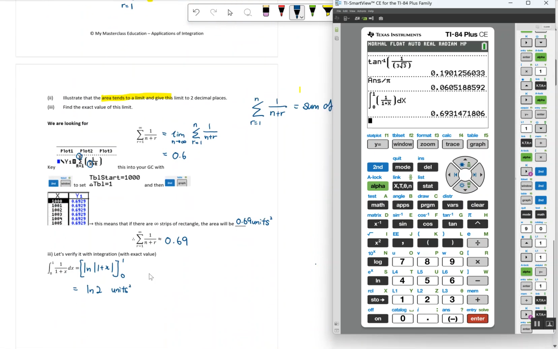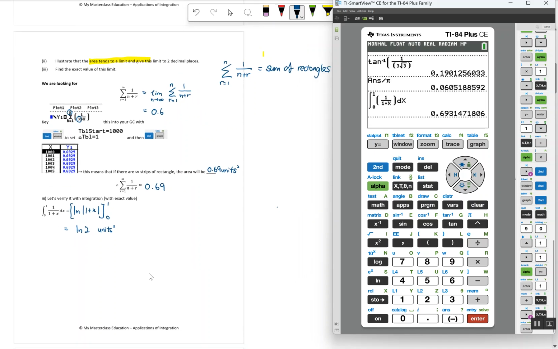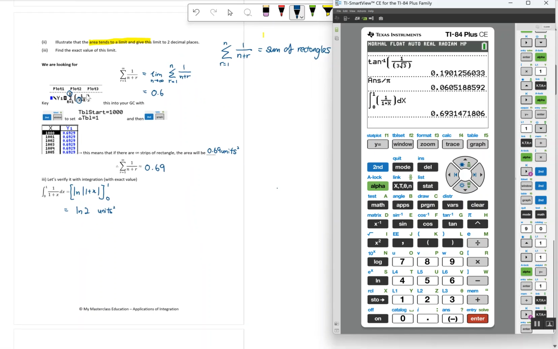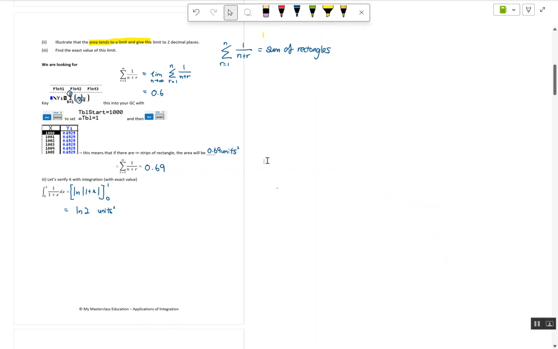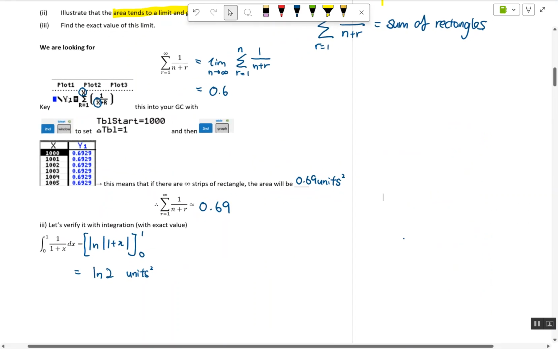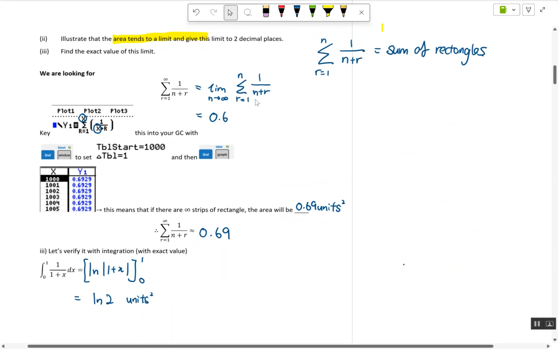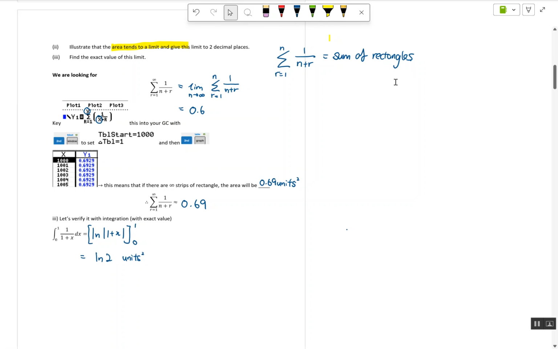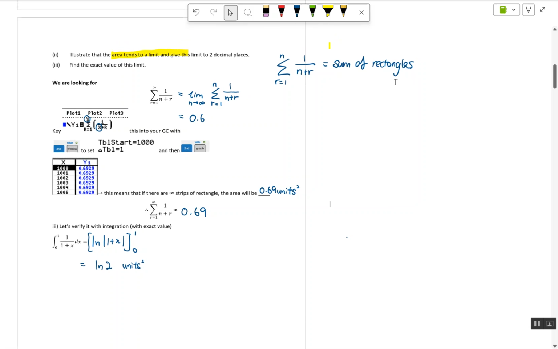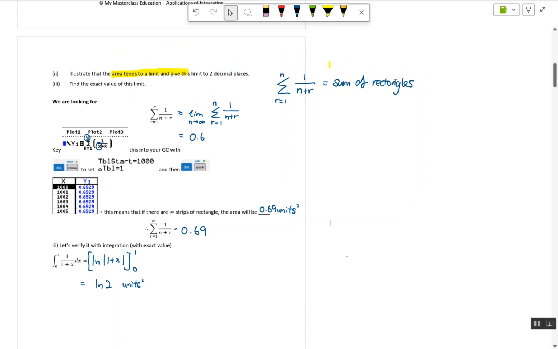When the question asks for a limit or asks for the convergence, all you need to do is put this into your calculator and then change the table start to 1000, use second function table to see whether it converges to a certain value or not. And the last part would be to verify it with integration. Usually the question will ask for it, to verify whose approximation is better, and things like that. But that depends on what the question is asking, but this is how you find area under curve using the sum of rectangles.